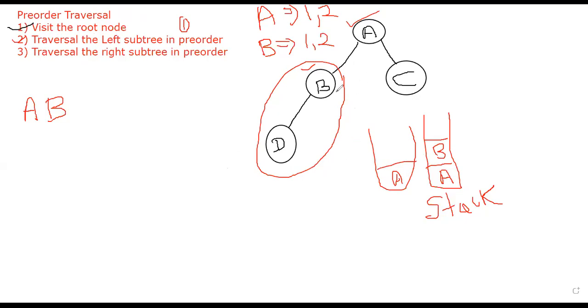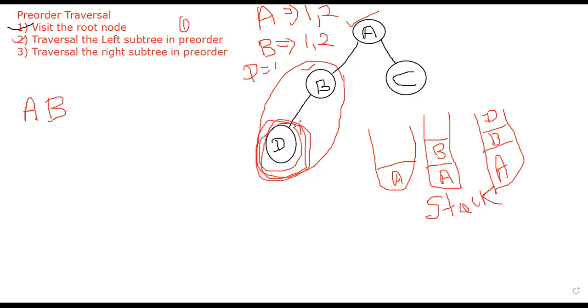So we have done this first step and we have done this second step. When you are doing the second step, it says traverse the left subtree in pre-order. So B's left subtree contains D. So now we are going for D. What does D say? The first step for D: D has only this as the tree, so visit the root node. What is the root node? D is the root node.